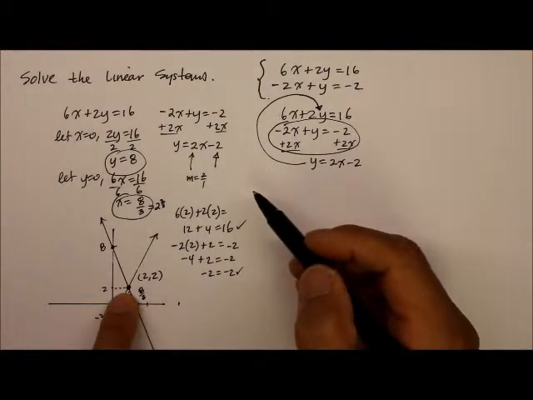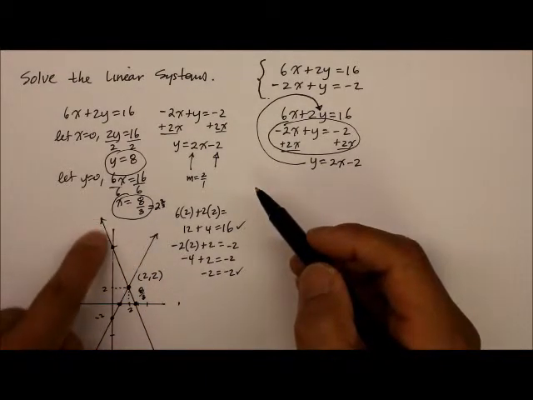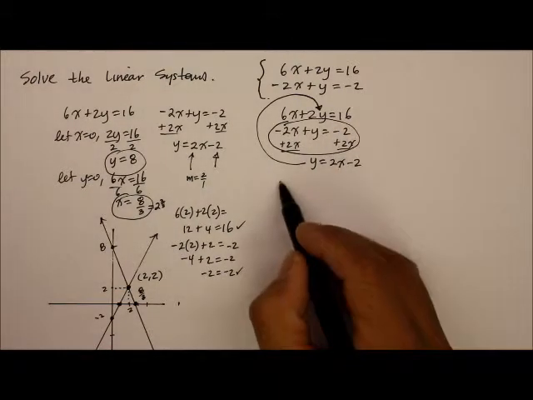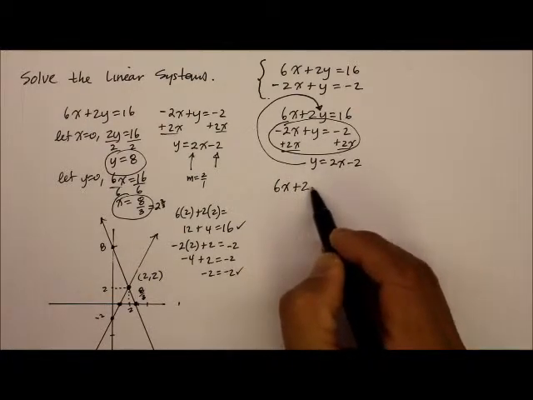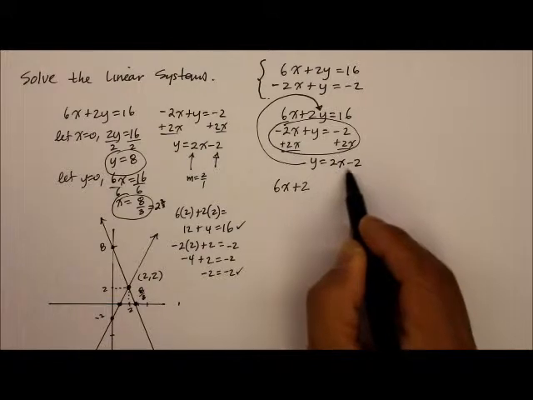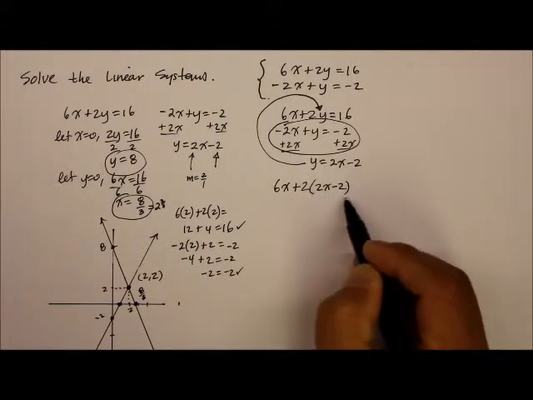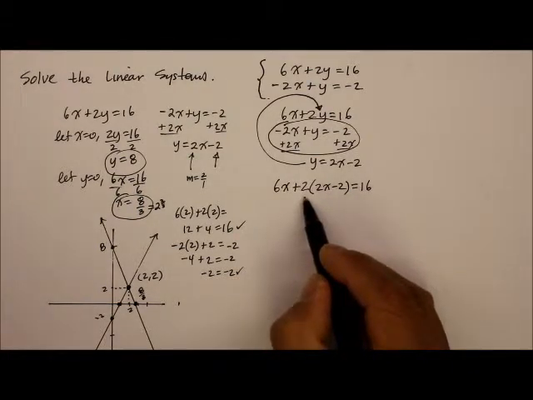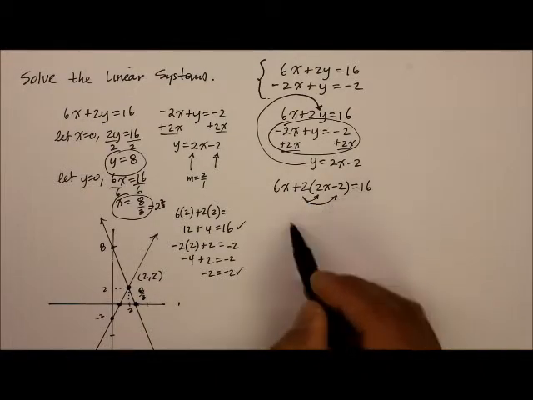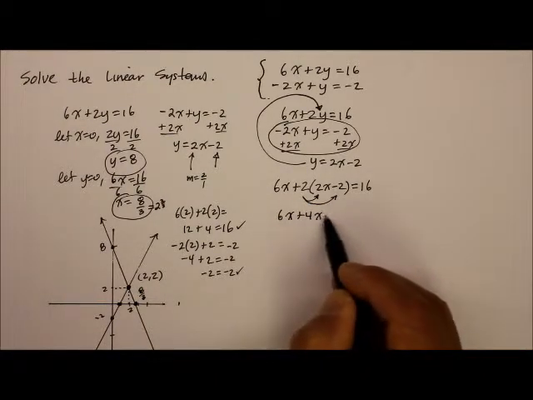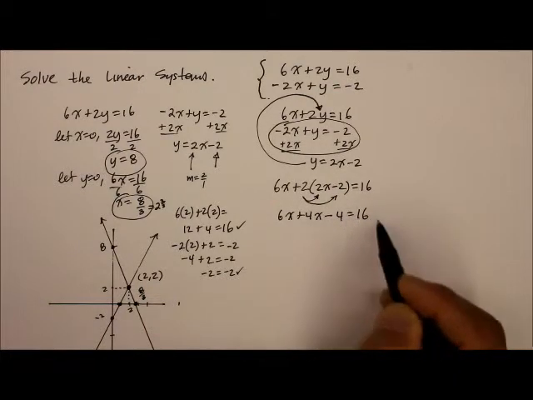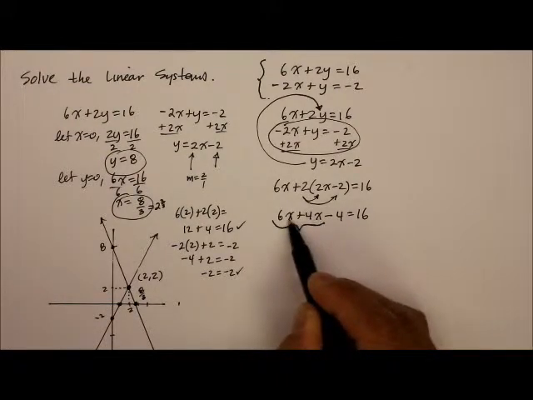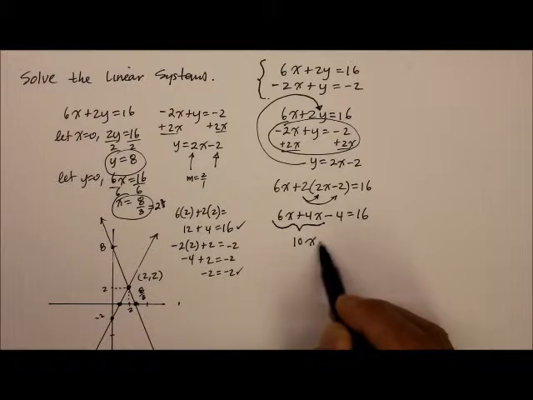Because whatever point is true for the first equation is true for the second equation, that's where they equal each other. So we have 6x plus 2 times y, but what does y equal? 2x minus 2, equals 16. And we're going to solve for x now. Look, a number outside of parentheses. Distributive property. 6x plus 4x minus 4 equals 16. Usually when you do a distributive property, you end up with a combined like term. So in this case, we get 6x plus 4x, which is 10x, minus the 4.